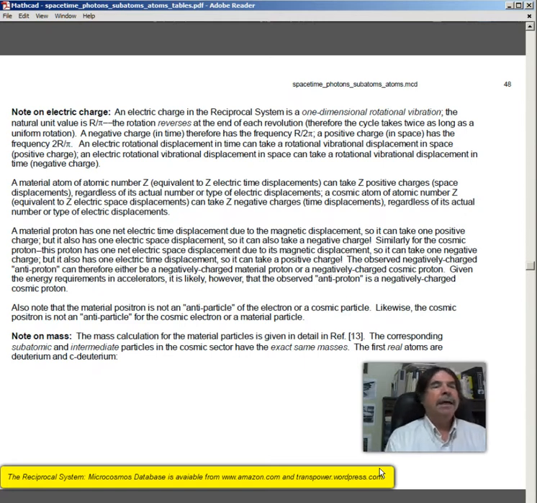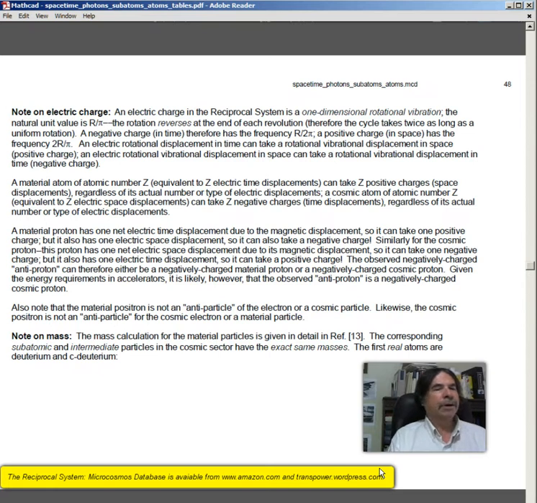Okay, continuing. Material atom of atomic number Z, equivalent to Z electric time displacements, can take Z positive charges, space displacements, regardless of its actual number or type of electric displacements. A cosmic atom of atomic number Z, equivalent to Z electric space displacements, can take Z negative charges, time displacements, regardless of its actual number or type of electric displacements.